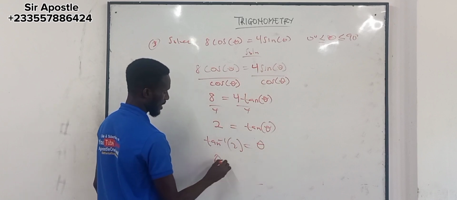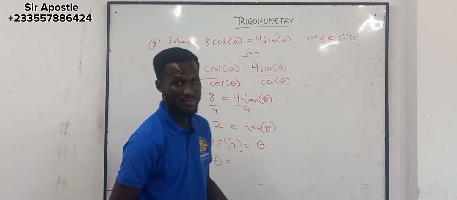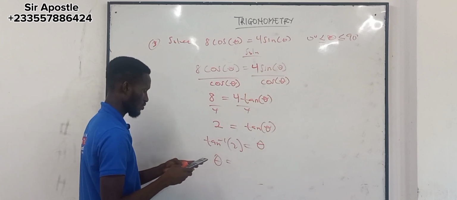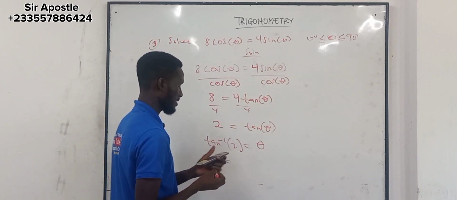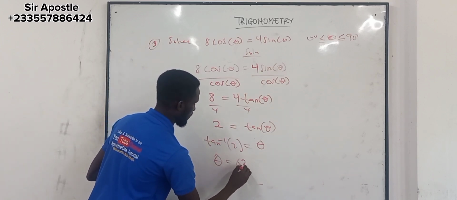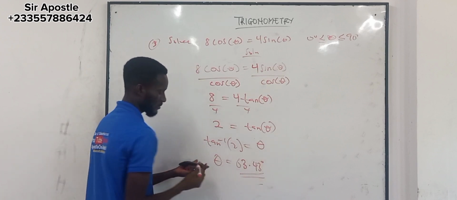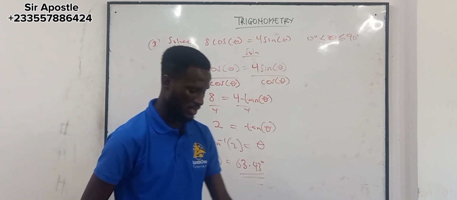So what will be theta? Theta will be tan inverse of 2. You punch the tan inverse on your calculator. Tan inverse of 2 will give us 63.43. I want to change it to 2 decimal places.